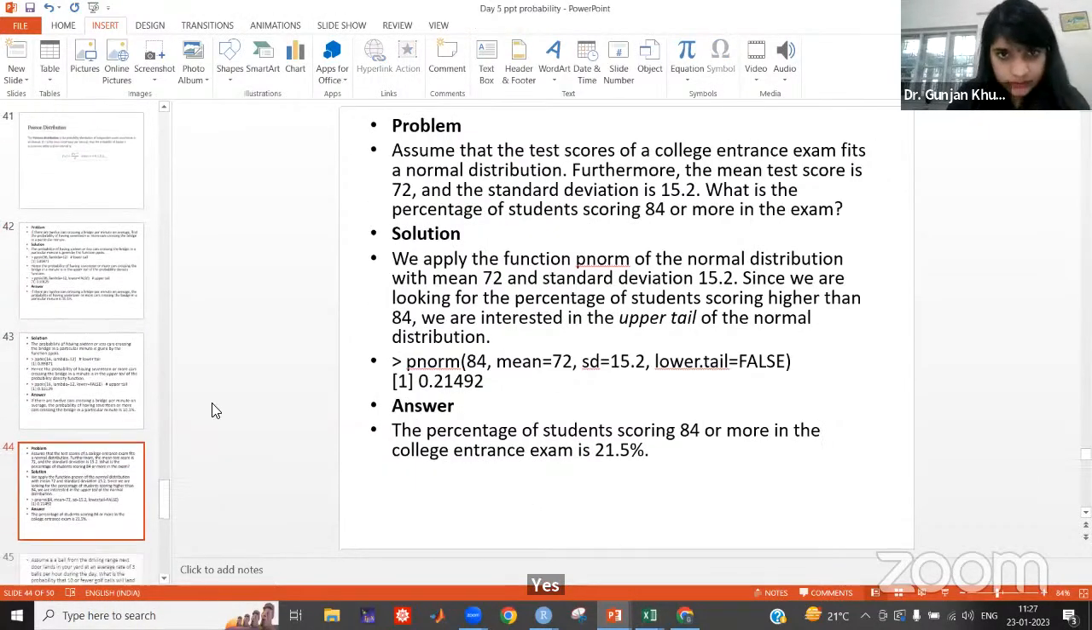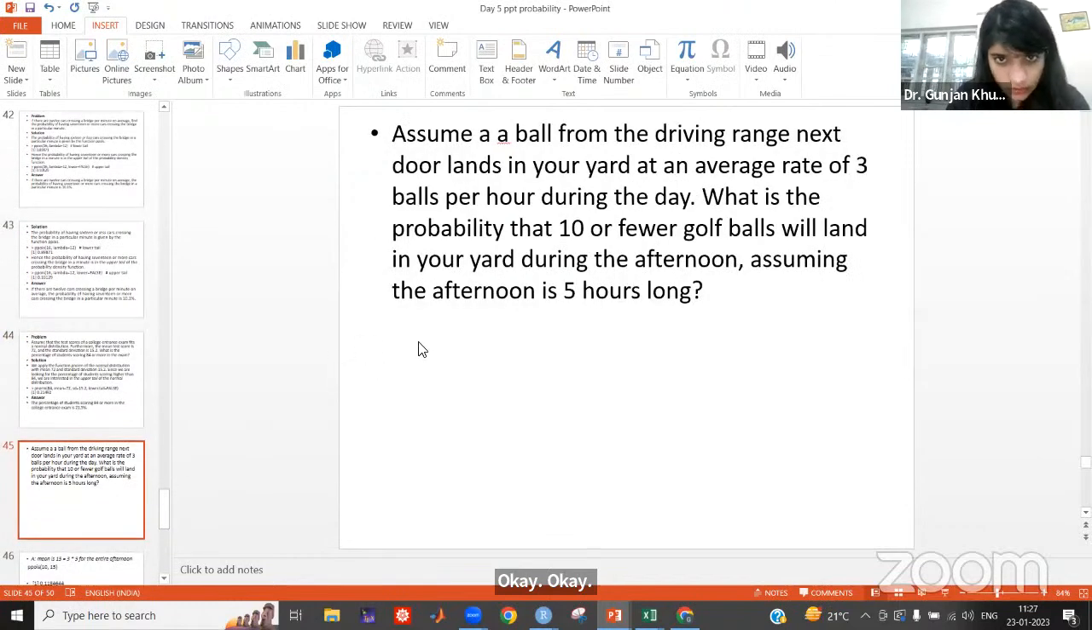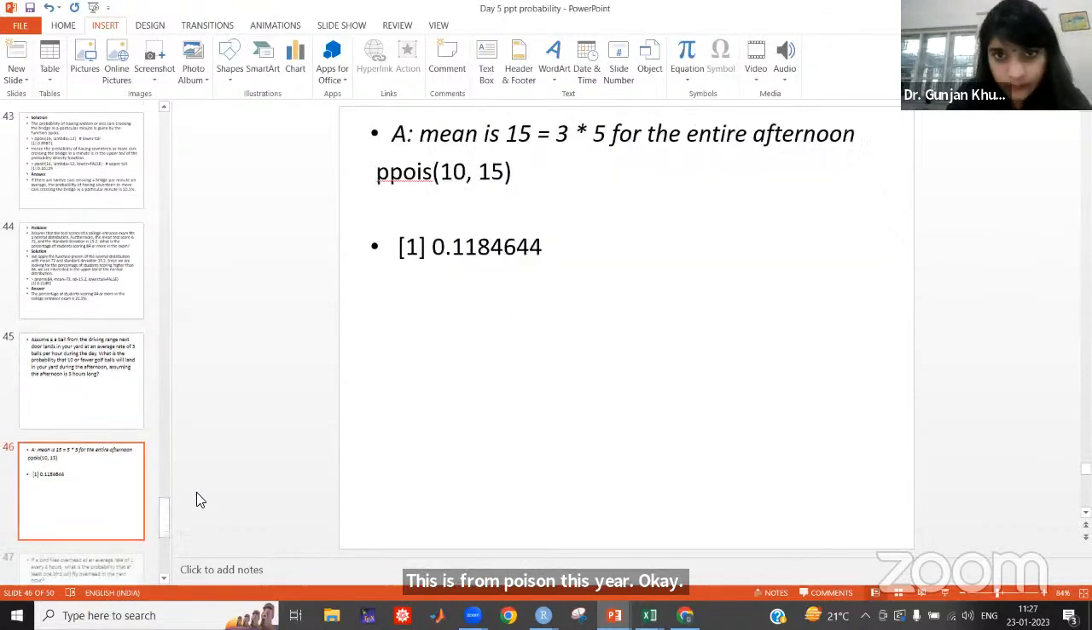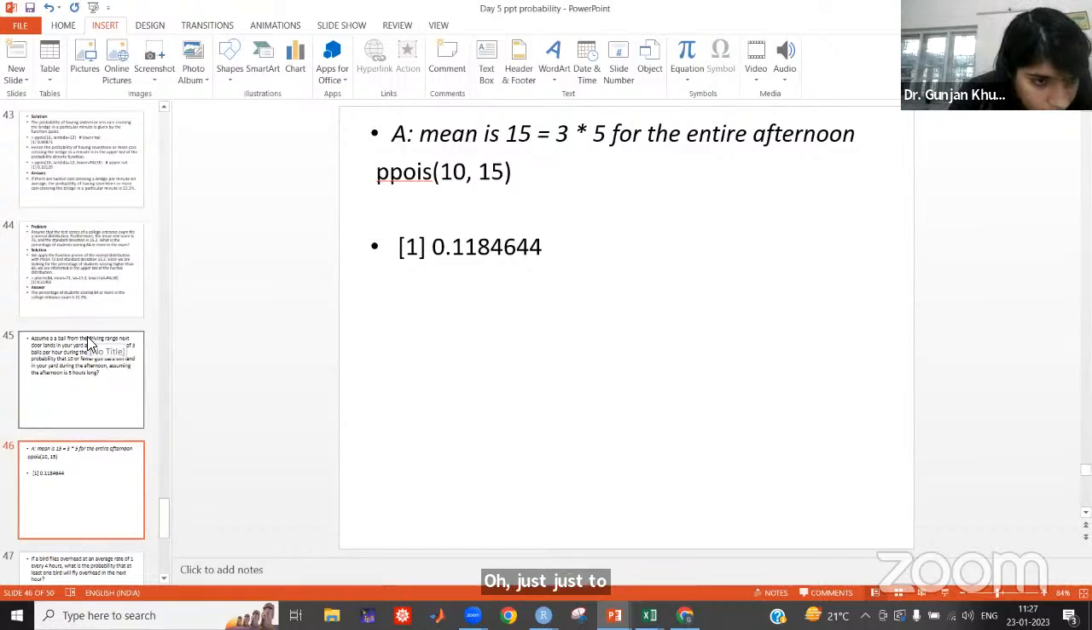Now one more question. Let's try this question, or you may try another one. A lot of questions I have given. You may try this. This is from Poisson distribution.